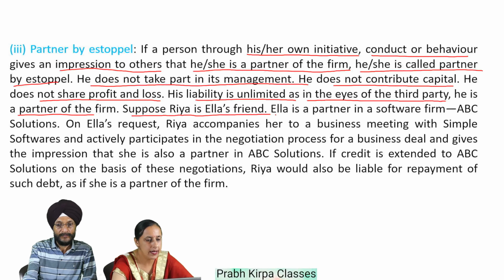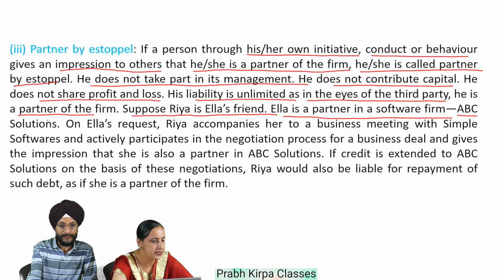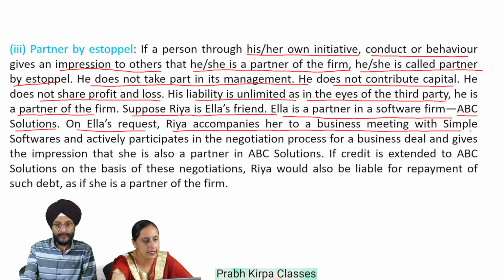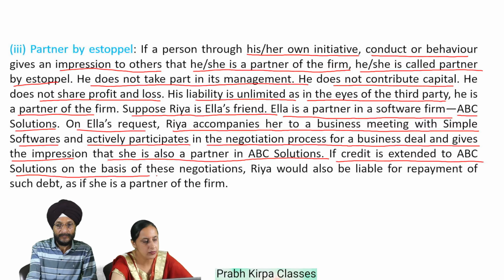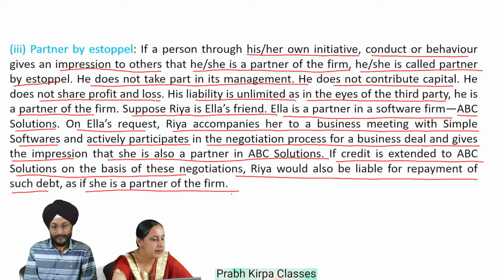For example, Ria is Ayla's friend. Ayla is a partner in a software firm, ABC Solutions. On Ayla's request, Ria accompanies her to a business meeting with Simple Softwares and actively participates in the negotiation process for a business deal and gives the impression that she is also a partner in ABC Solutions. If credit is extended to ABC Solutions on the basis of these negotiations, Ria would also be liable for repayment of such debt as if she is a partner of the firm.